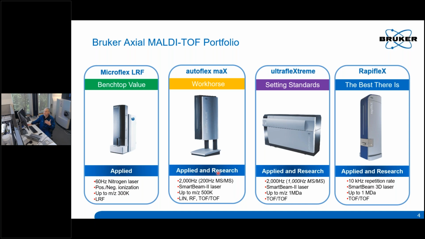But here we have the Autoflex, which is available in linear, reflectron, and TOF. It's about 2,000 hertz acquisition speed for the laser, 200 hertz in MS mode, Smart Beam 2 laser, and up to about 500,000 molecular weight. The Ultraflex brings in higher speed, resolution, and sensitivity. We go up to 1,000 hertz collecting MS data. Again, Smart Beam 2 technology, up to about 1 million molecular weight. And then we can also do MS/MS on this instrument as well. And then the Rapiflex, now we're getting up into Smart Beam 3D laser technology. That gets you up to 10 kilohertz, 1 million molecular weight, and we can also do MS/MS.